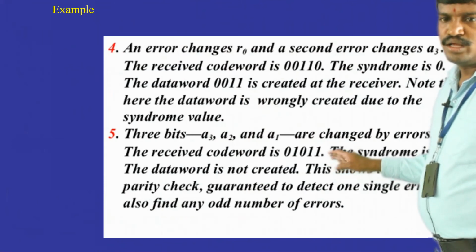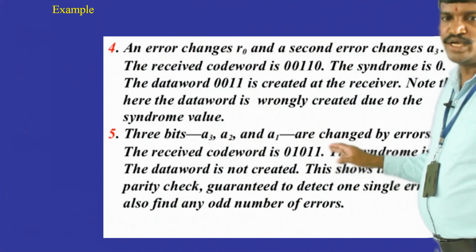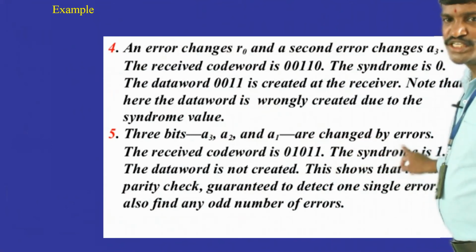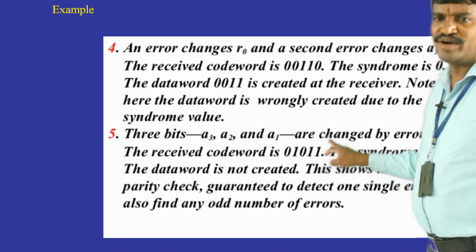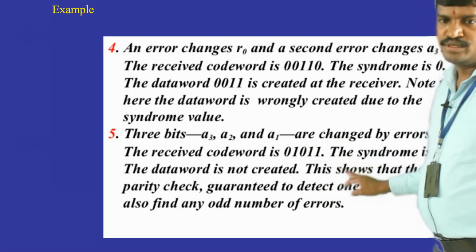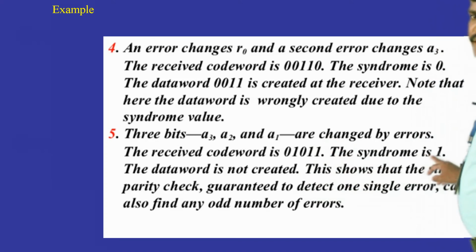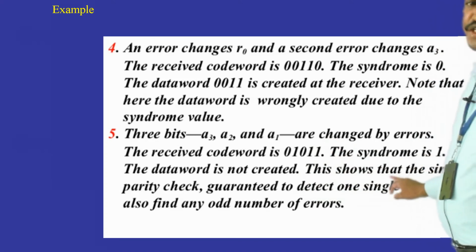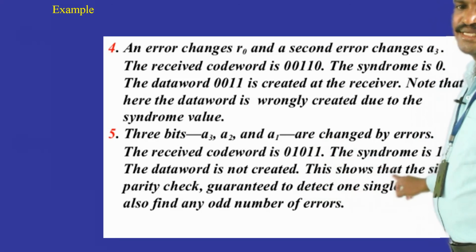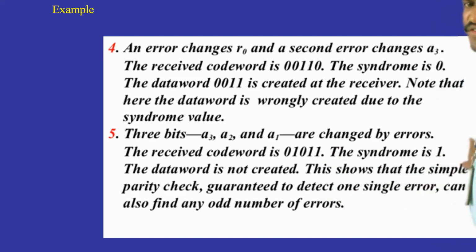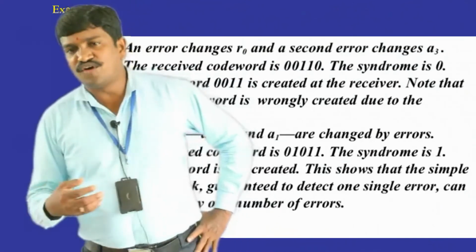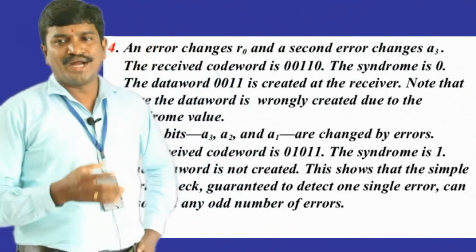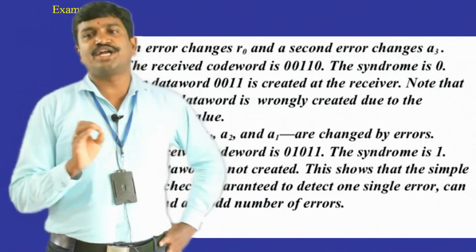A1, A2, A3. These are the changes. And when the syndrome value becomes 1, the data word is not created, because a syndrome value of 1 always leads to rejection. So it shows that the simple parity check will guarantee to detect one single bit error. It can also find any odd number of errors. Odd number of errors in the sense that the total number of ones becomes odd at the receiver.